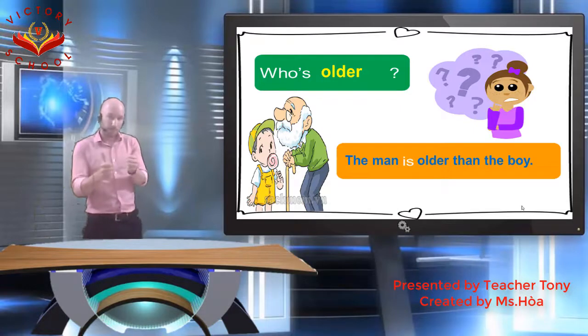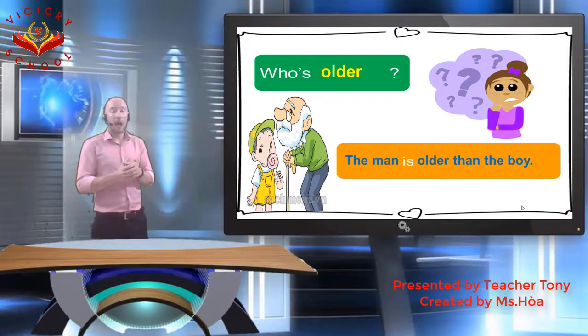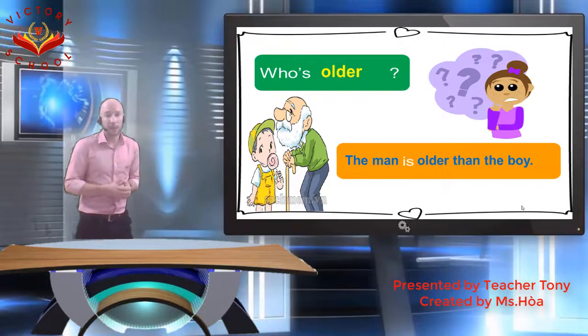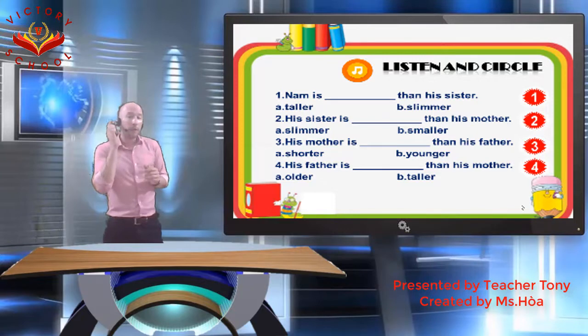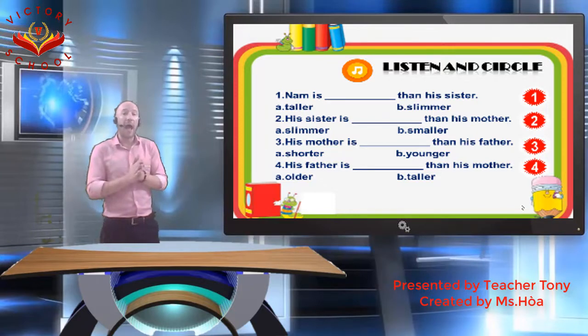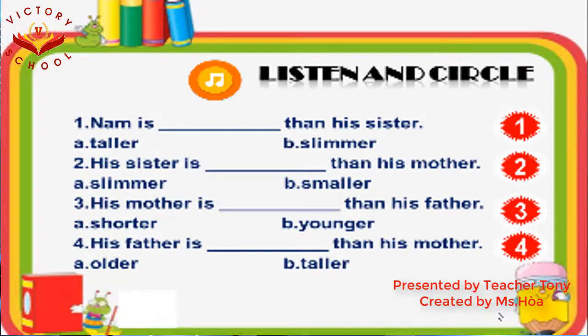Okay? Very good. Now let's go to the last part in the listen and circle. So listen to the dialogue and circle the correct answer. Okay? Page 27, Activity 4. Listen and circle.